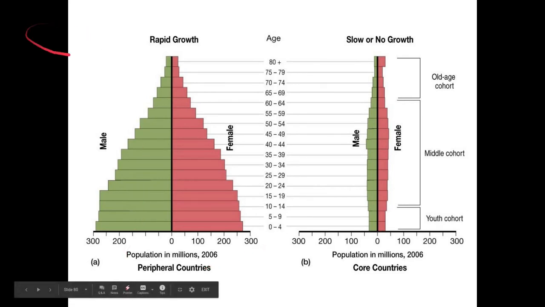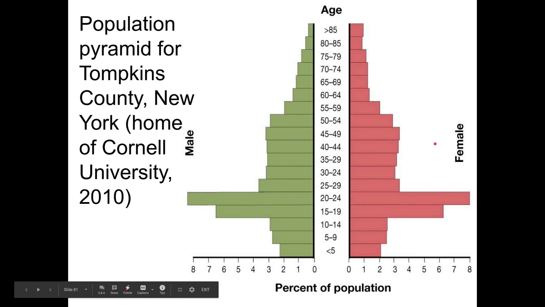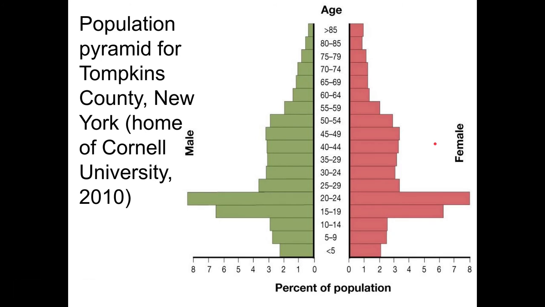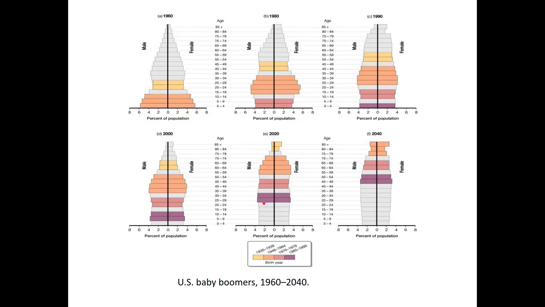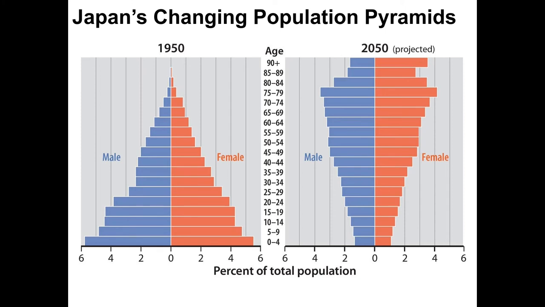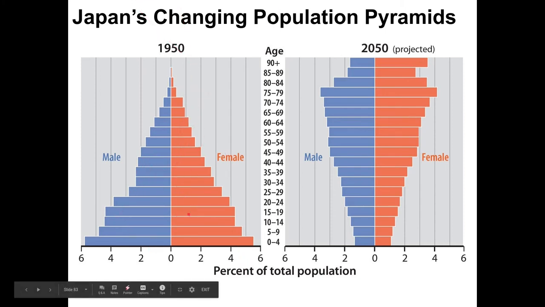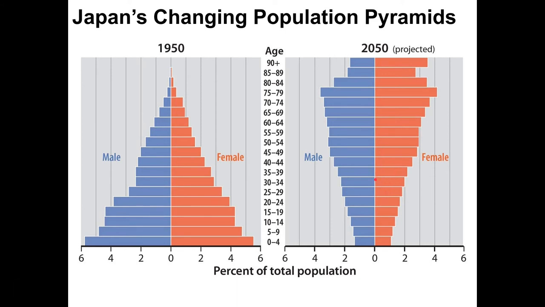Comparison of a faster growing and slower growing country. Oh, population pyramid for the home of Cornell University in 2010 with a huge young population. That's really interesting. And then watching the baby boomers age out and die again. Japan has gone from 1950, looks like maybe stage three, to 2050. They've got to be stage five with decreasing growth.